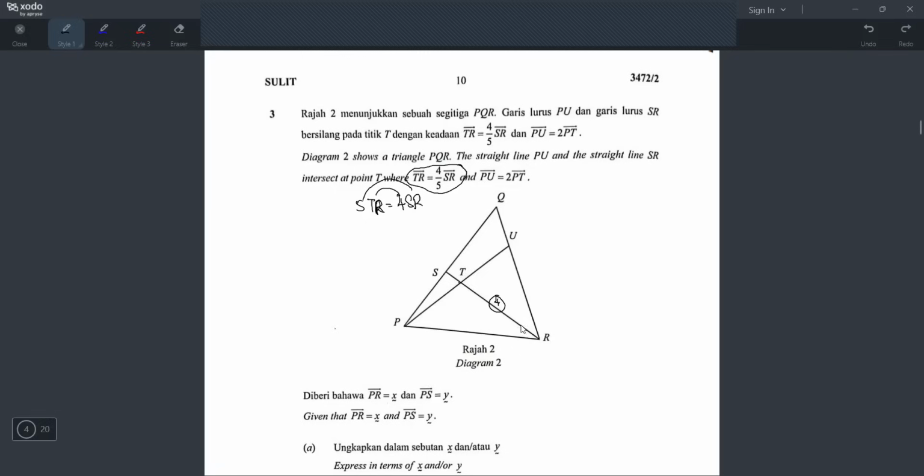It means the whole thing is 5. So to get here, I have to take 5 minus 4, so I'll get 1. All right, understand? Make sure you know how to read the ratio, right? A lot of students cannot do vectors because they never learn how to read the ratio. Okay, let's practice one more time.